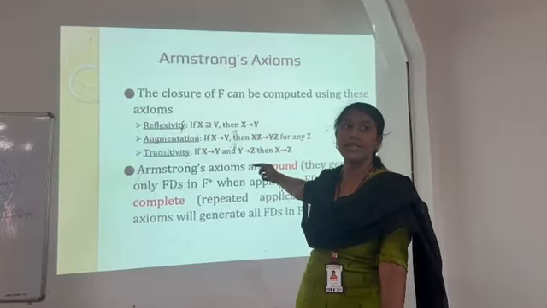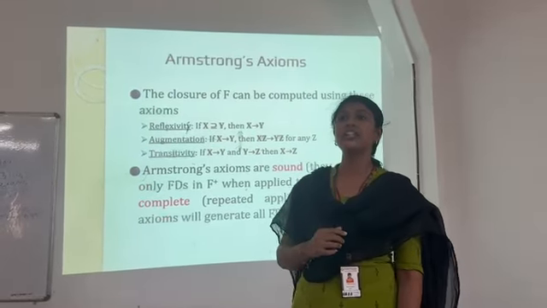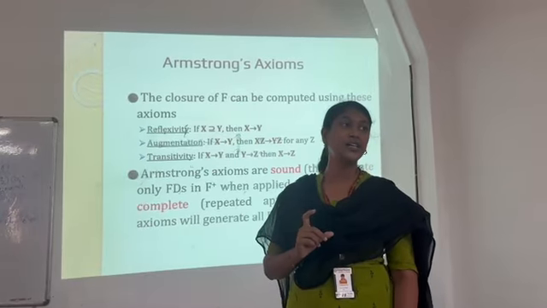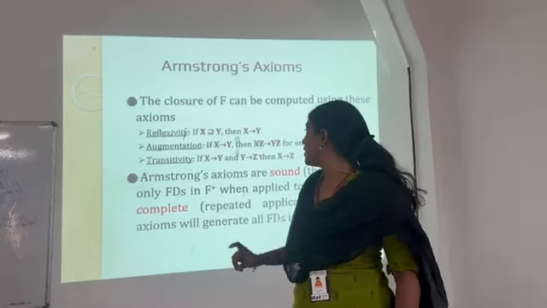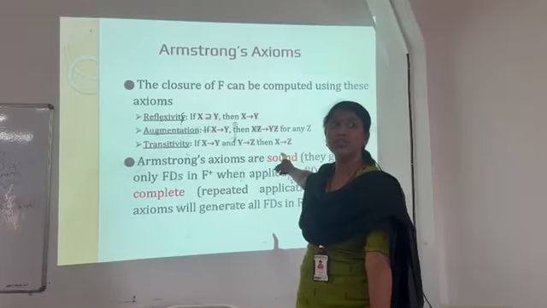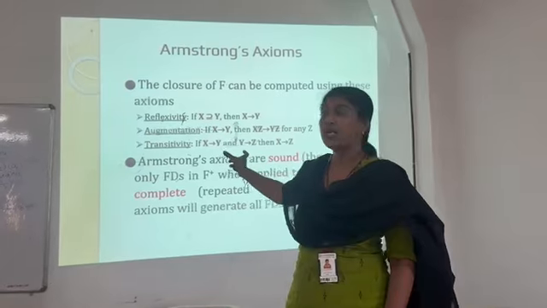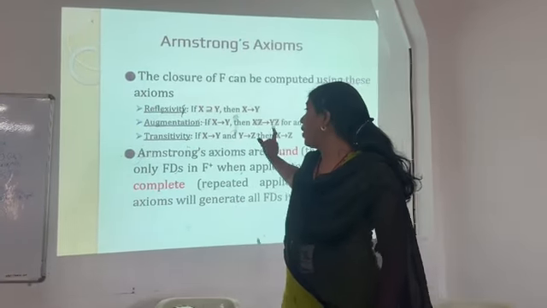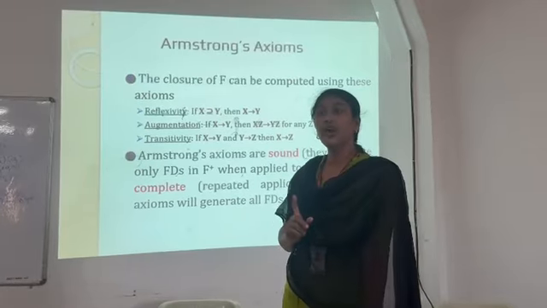Next, transitivity. Transitivity is nothing but X tends to Y and Y tends to Z, then it will give X tends to Z as a functional dependency. Here the same Y is repeated in the first statement and second statement, so we are combining those two. So it will result in X tends to Z. All these will be useful in normal forms.